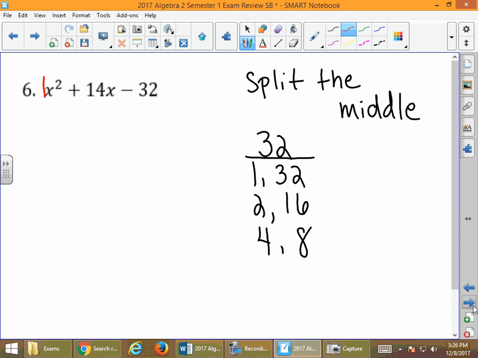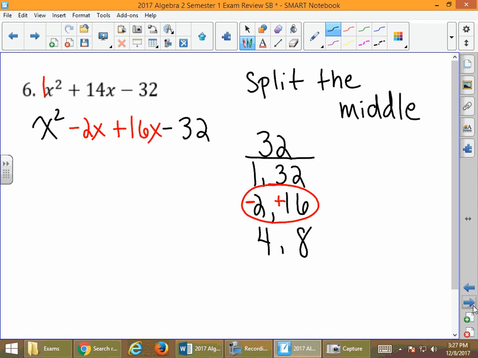And the place that we can get those to work out for us is right here with the 2 and the 16. It needs to end up to be positive 14, so it's going to be positive 16 and negative 2. And now what happens is, when we write this down, we've got x squared, and it's going to be minus 2x plus 16x minus 32.